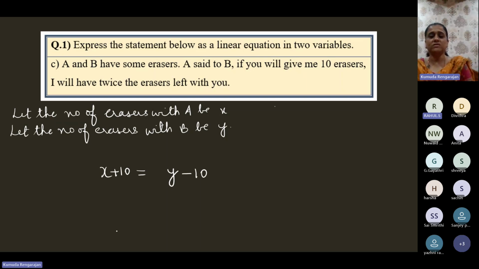Disable your mic, children. Rahul, you have to disable your mic.